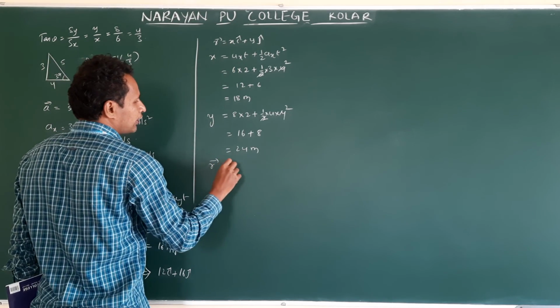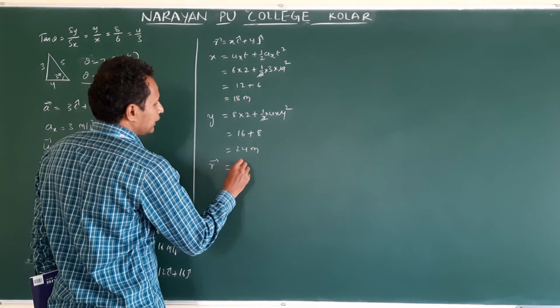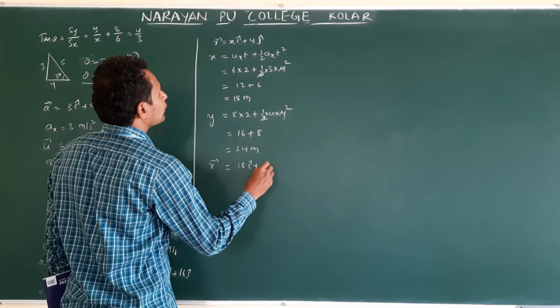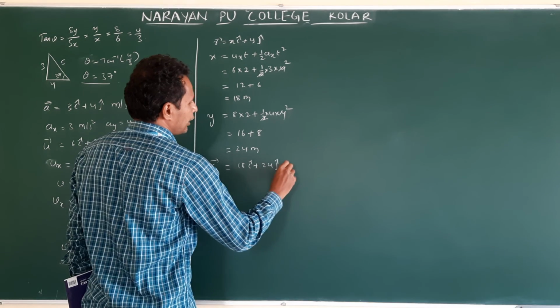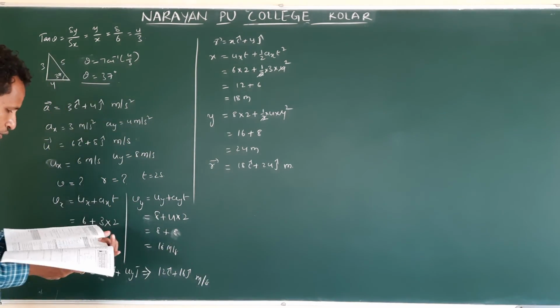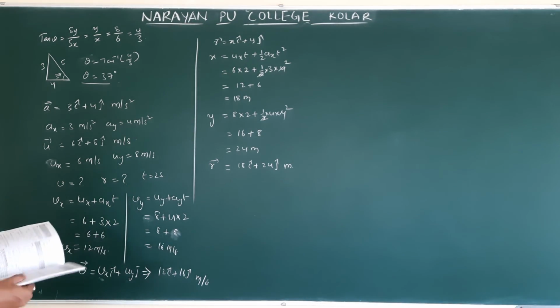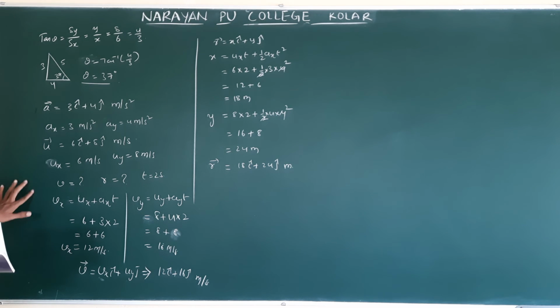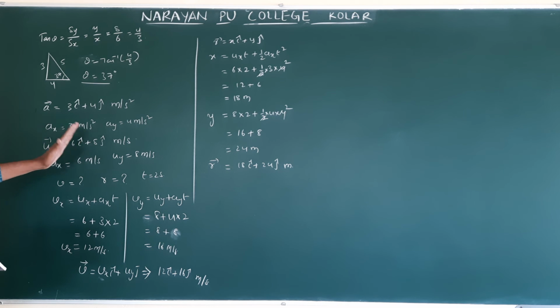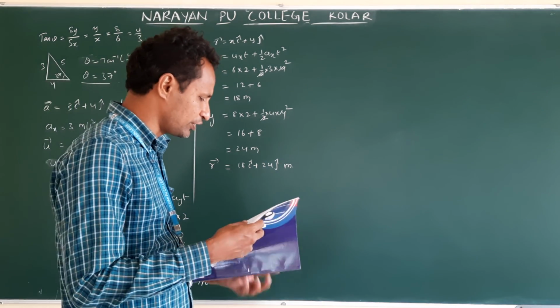Then x value, y value, substitute here. Then position vector or displacement r is equal to what? 18 i cap plus 24 j cap meters. So yeah, 18 i cap plus 24 j cap. See, vector form. The given a is in vector form, u is in vector form. We have written all components separately. We split this vector into two, along x direction and along y direction, and we substituted.